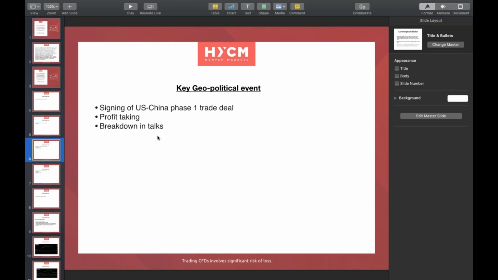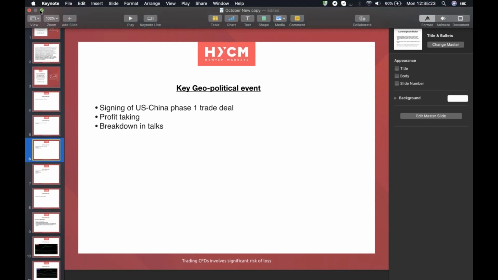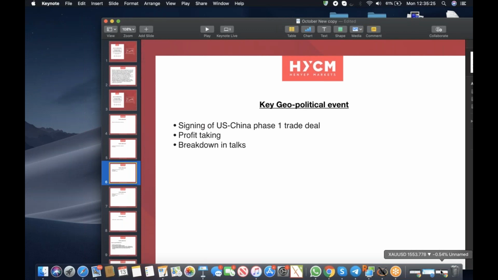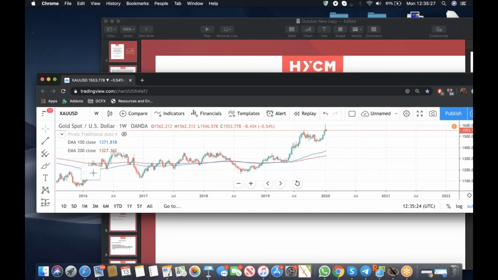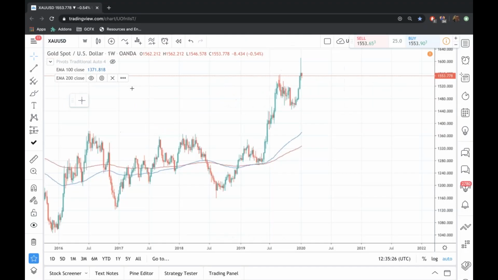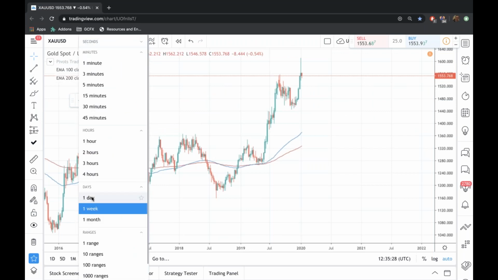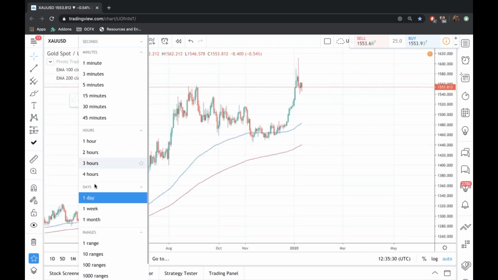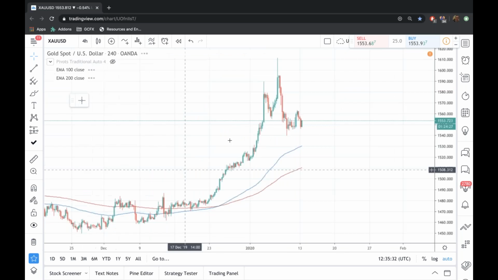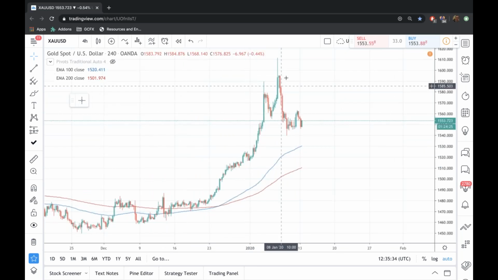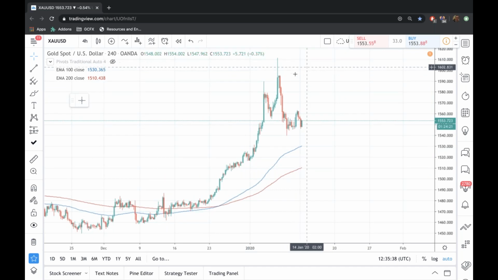Secondly, watch out for a breakdown in talks. Now, this is a potential, and we don't want to rule this out. And if we do get a breakdown in talks, I'll show you the currency and the commodity pair I'll be looking at. So the commodity I'll be looking at will be gold. And if we see a breakdown in talks, I would expect some strong bids into gold and retesting that $1,600 an ounce as a first target.